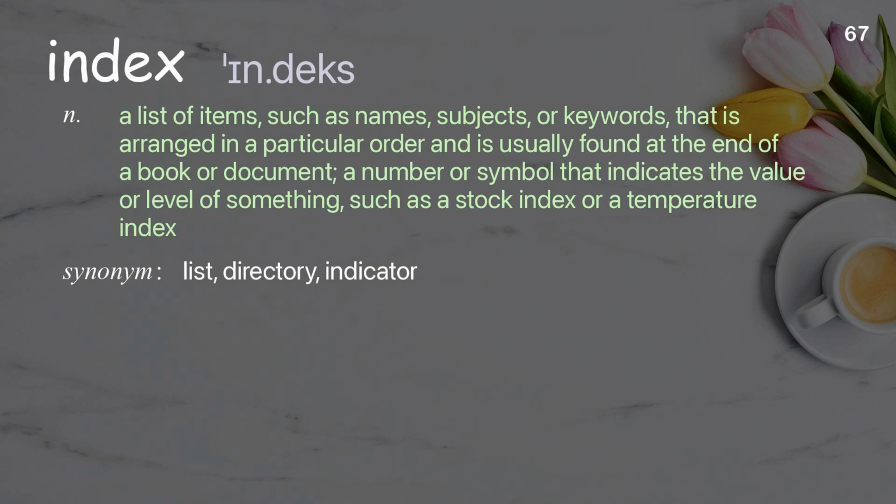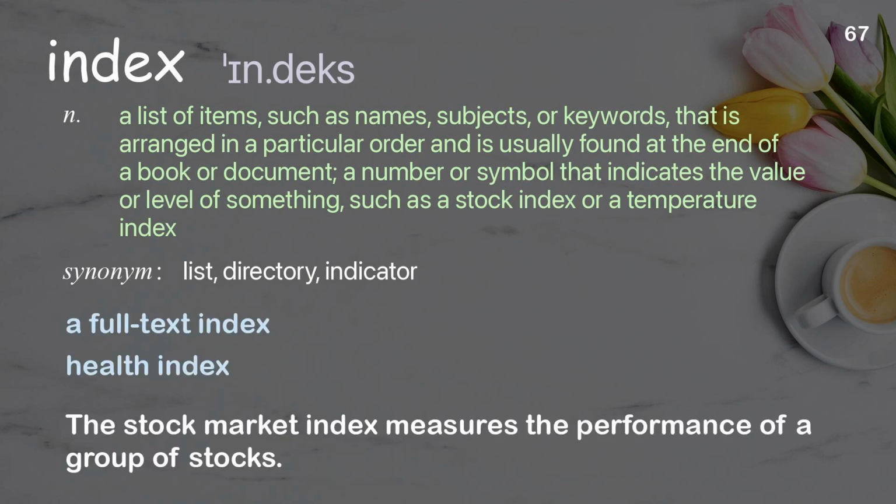Index. A list of items, such as names, subjects, or keywords, that is arranged in a particular order and is usually found at the end of a book or document. A number or symbol that indicates the value or level of something, such as a stock index or a temperature index. Examples: A full text index. Health index. The stock market index measures the performance of a group of stocks.